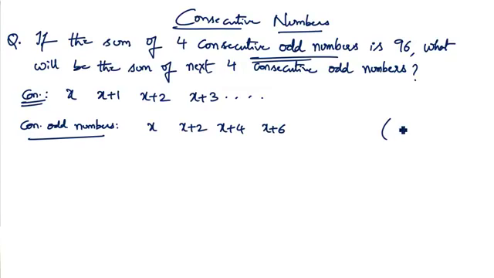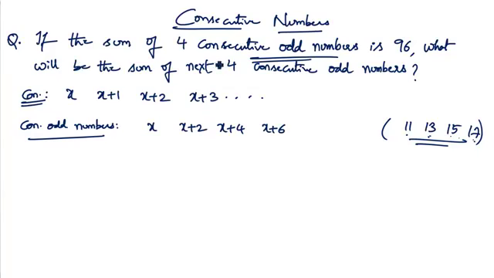Like for example, if you say the numbers are, let's say 11, 13, 15, 17, right? So if this is x, this is x plus 2, 11 plus 2. This is x plus 4, 11 plus 4. This is x plus 6, 11 plus 6. Yeah, that's the idea. So consecutive odd numbers are represented as x, x plus 2, x plus 4, x plus 6. Now, the regular way of solving the question is as follows.